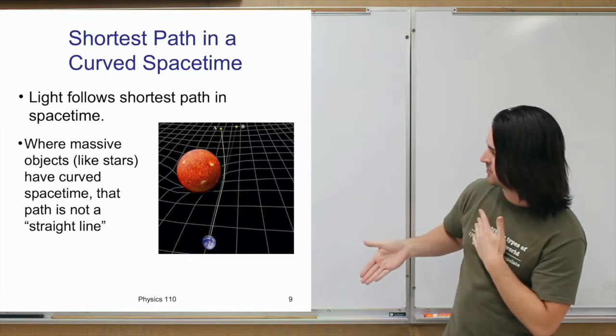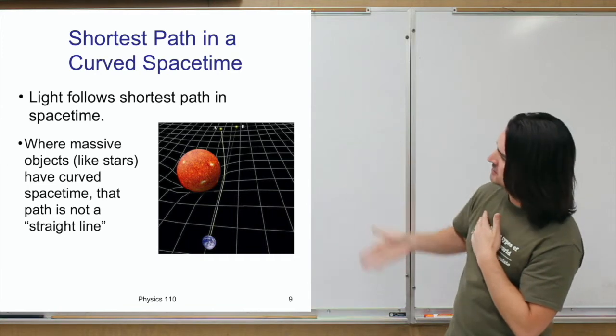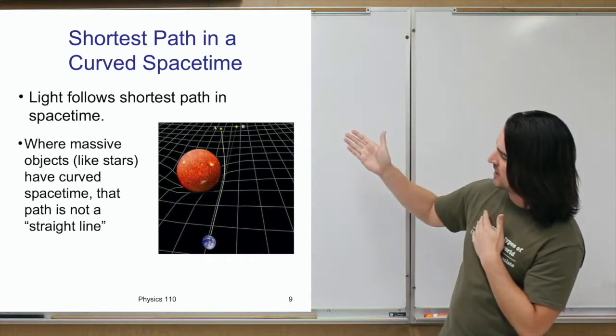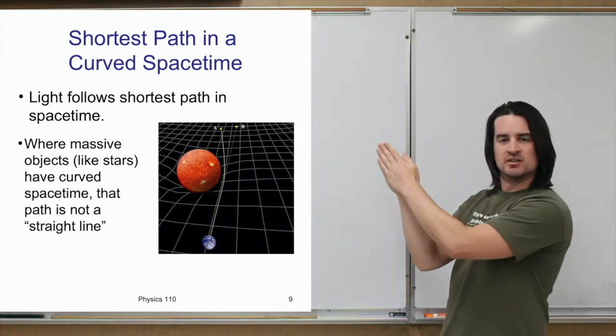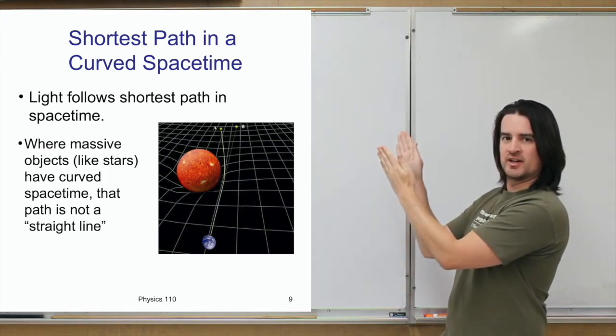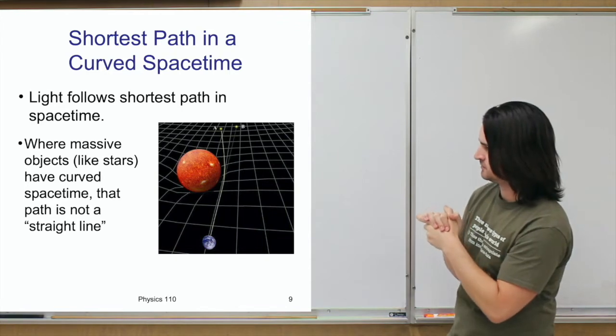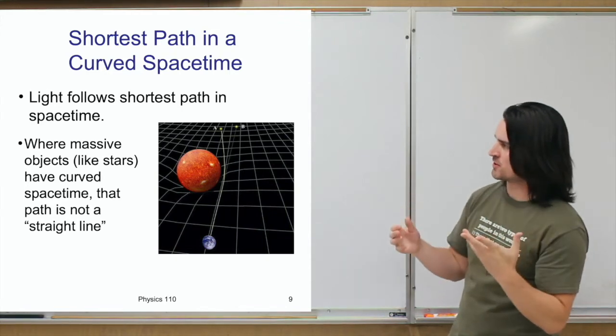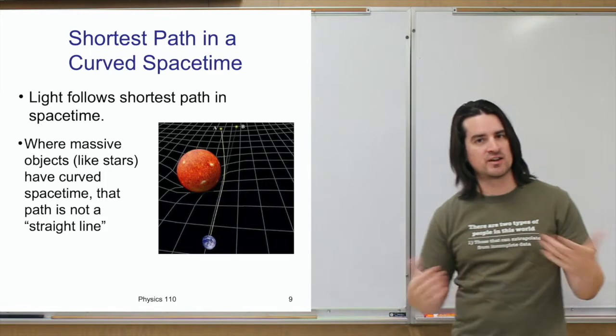And then again, we project back to where we think that star would have been if you go straight back. And that's why, when stars are just near the edge of the sun, we see them moved out a little bit away from where they actually are. So light does take the shortest path between two points, but the shortest path is not always a straight line.